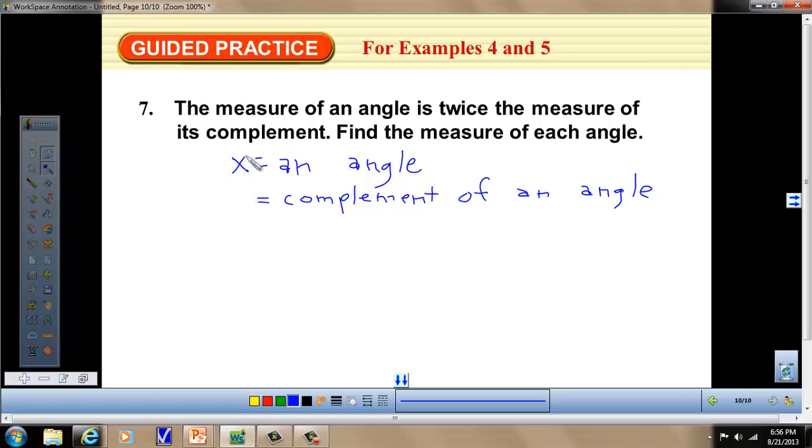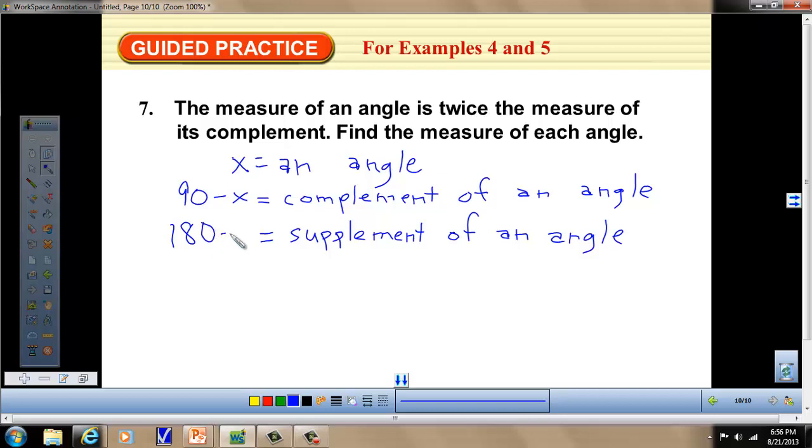So how are we getting this one? If this one's 20, I do 90 minus 20 to get 70 here. So if it's x, this is going to be 90 minus x. And even though we're not going to use this in this problem, I'm going to write this down just so that you have it if we're talking about the supplement of an angle. In this case, using the same strategy, this will be 180 minus x. Okay? Now, what we do is take this sentence and break it up into its parts.